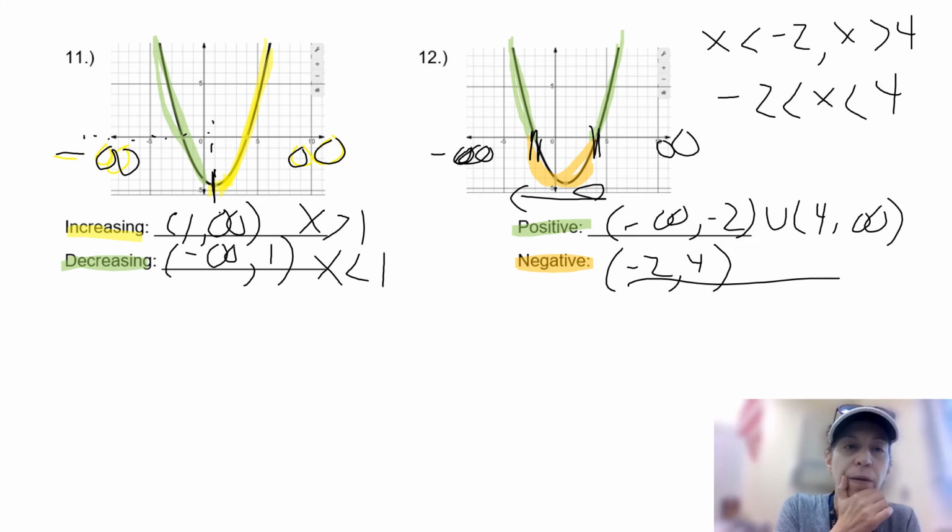And remember that you're only ever using the x coordinates for these. So notice on the increasing, decreasing, I'm not using the y coordinate, I'm using the number 1, that x coordinate. Okay, where does the green stop? Where does the yellow start? And over here, we're using those x coordinates. Where does the green stop and the orange begin? Where does the orange stop and the green begin? And so we're using that x coordinate. You're never, ever, ever looking at those y coordinates for this.